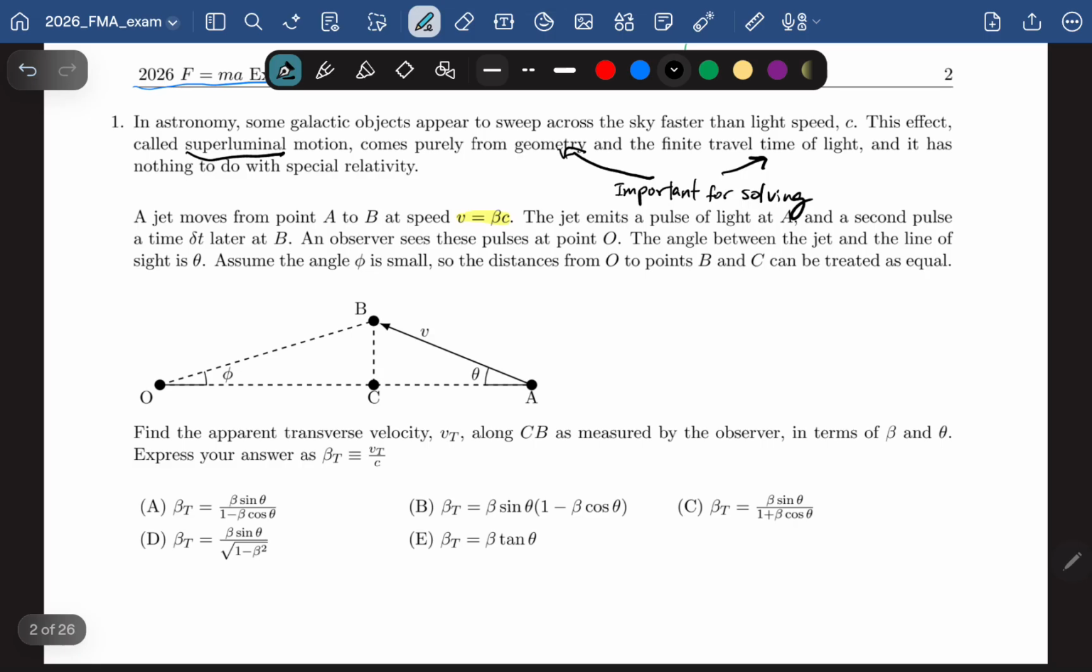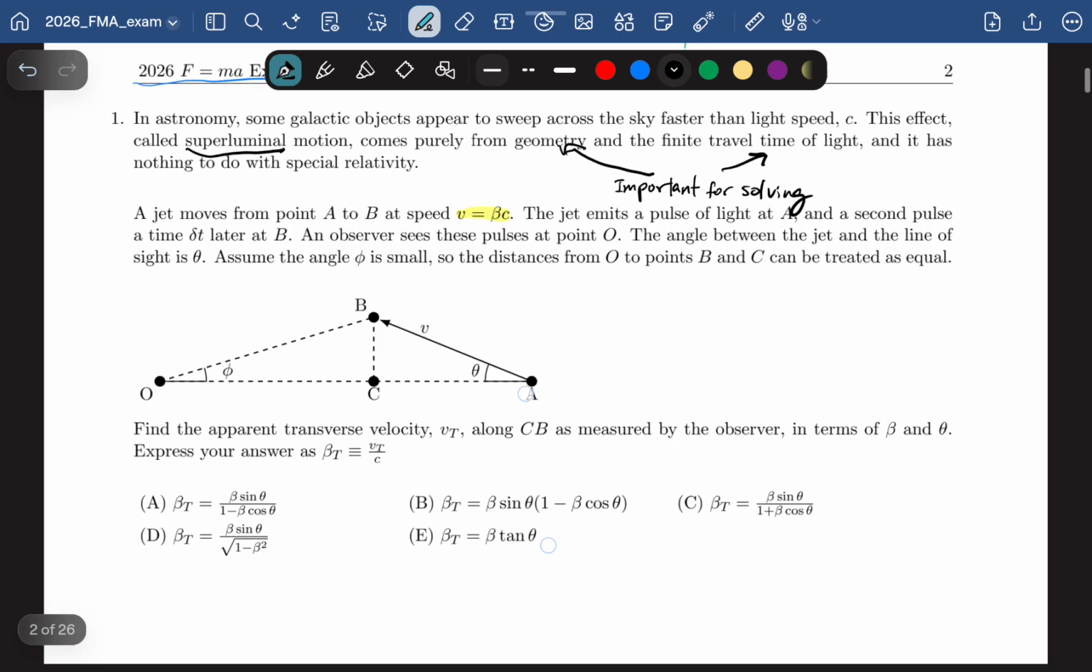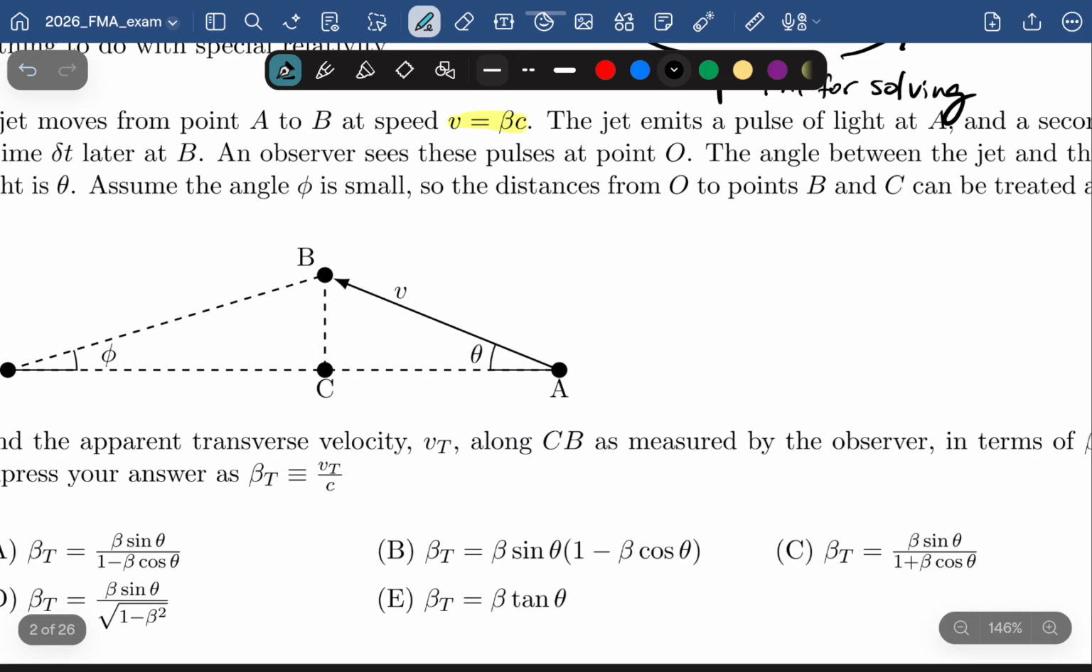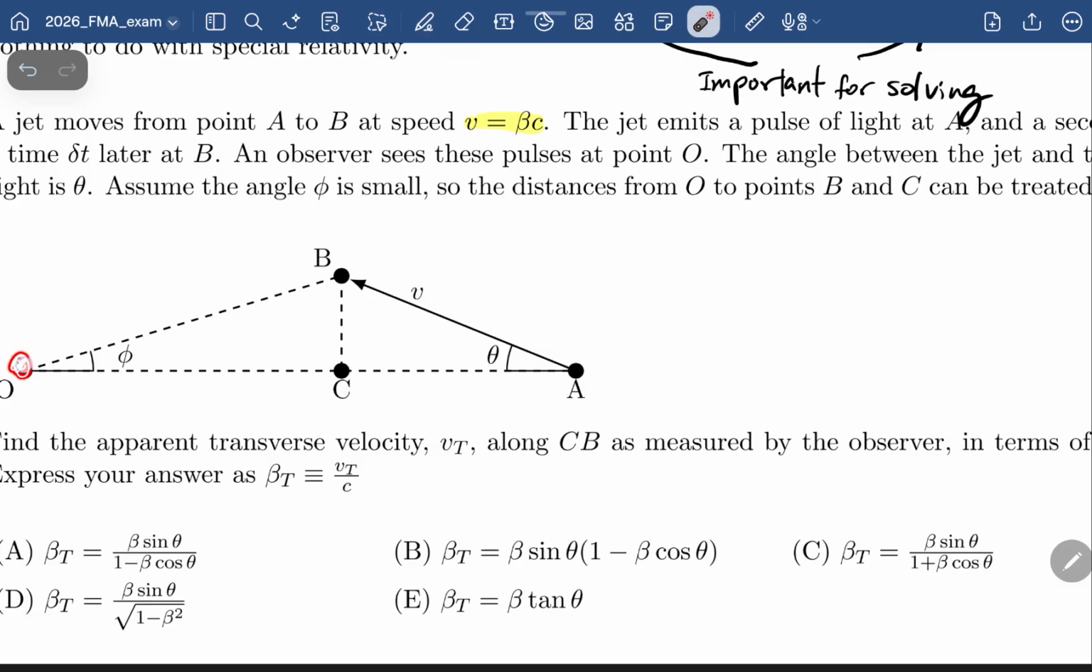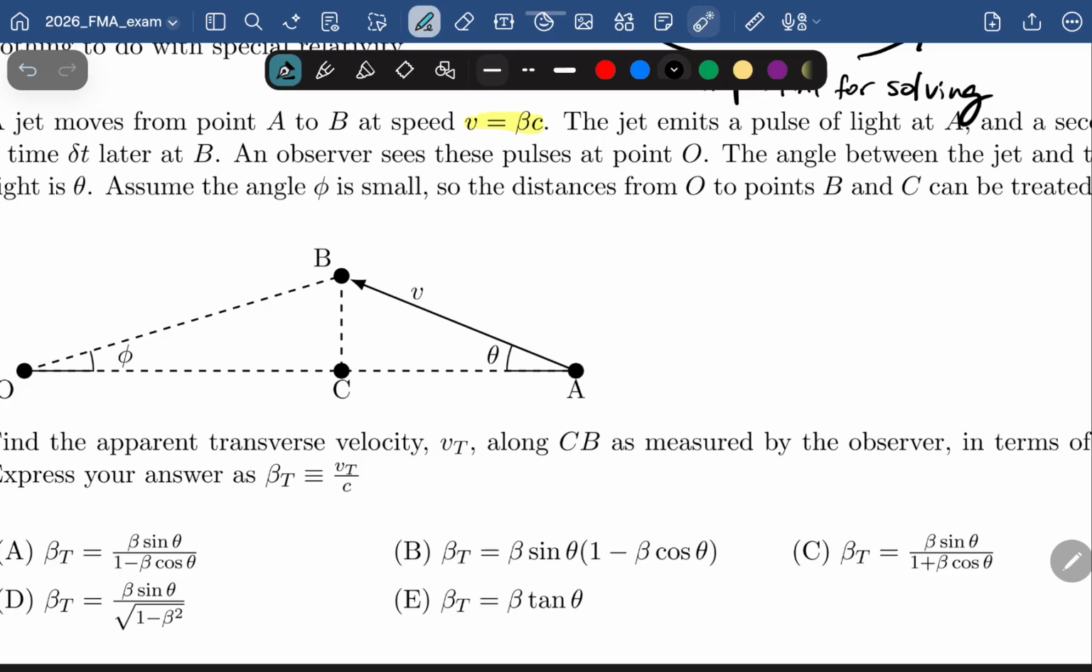So, question: find the apparent transverse velocity vt along CB as measured by the observer in terms of beta and theta. Express your answer as beta t, which is vt over c. So why does it want this? Well, as human observers, our perception is flawed. Because we're this far away, we might see A as being a little bit closer, at C. That's why it wants this velocity.